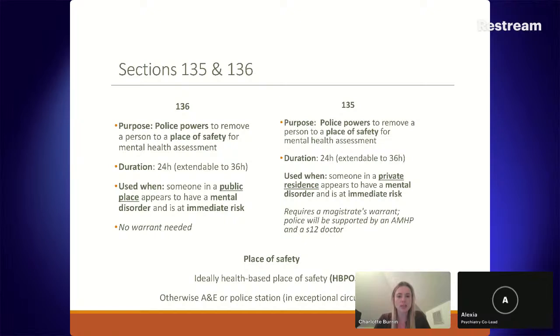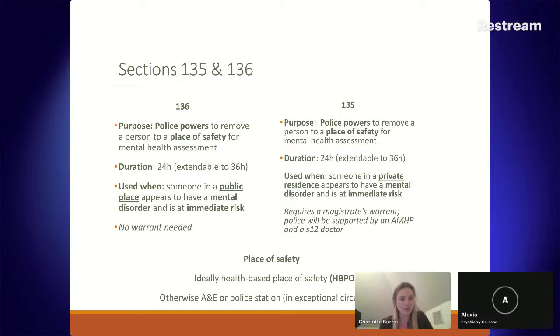Both of these, the police will take a person to a place of safety, and this is ideally a health-based place of safety, which is a sort of purpose-built assessment building, or a 136 suite, it's often called, where police take patients under 136 or 135. And this is where they will stay until a mental health act assessment has taken place. If there is no space in a place of safety, they might go to A&E or in a last resort police station, but that's not ideal.